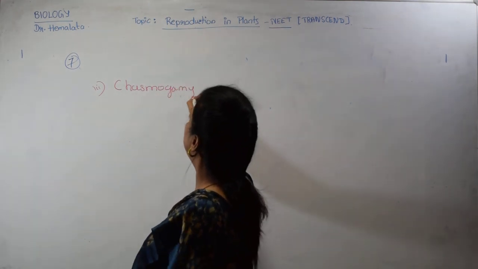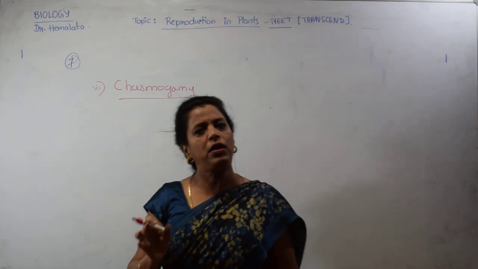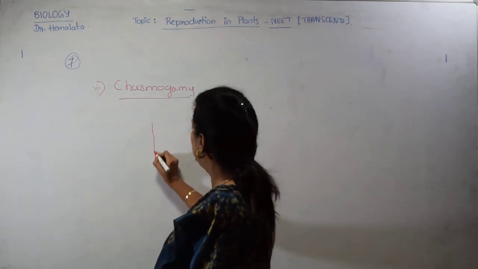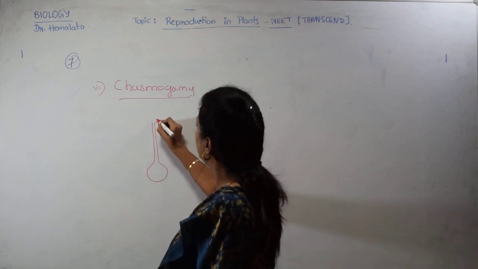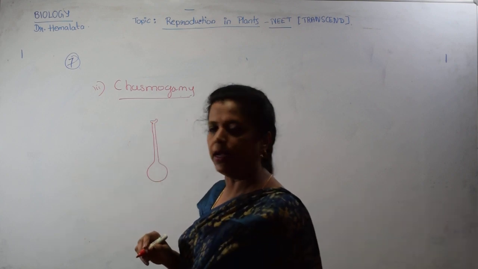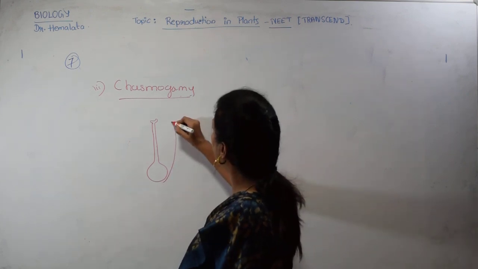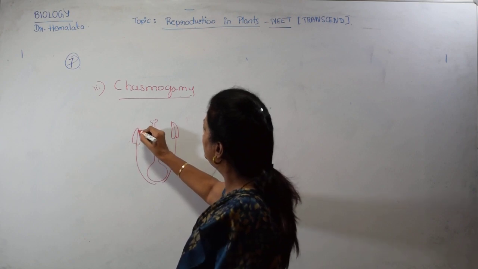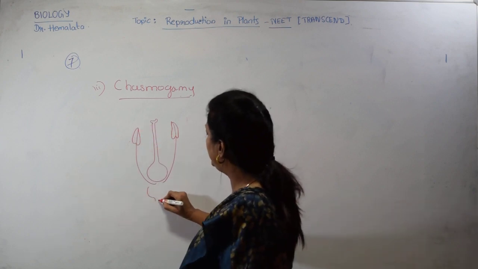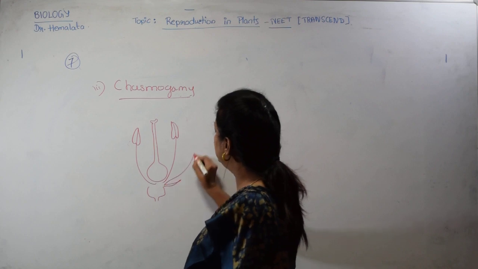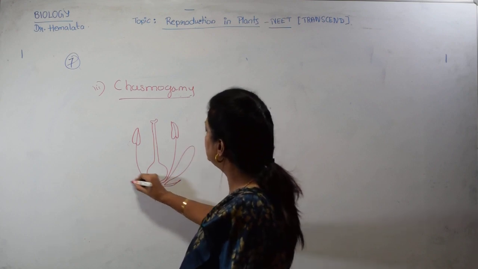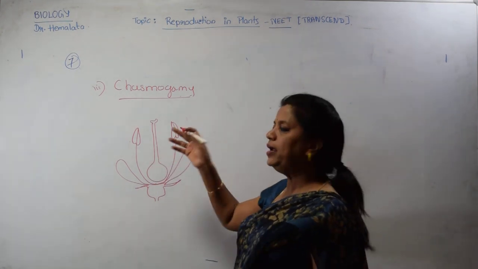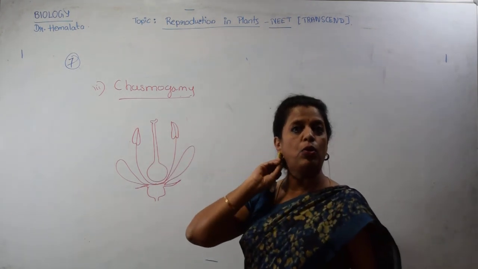What is chasmogamy? When the flower sex organs are exposed to the environment, they are called chasmogamous flowers. So if this is the gynoecium, this is the stigma, style and ovary, and here are the anthers. This is one anther, this is another anther, and at the base you will get the stalk, calyx, corolla. This is open to the environment. So pollen grains can exchange, they undergo cross pollination.